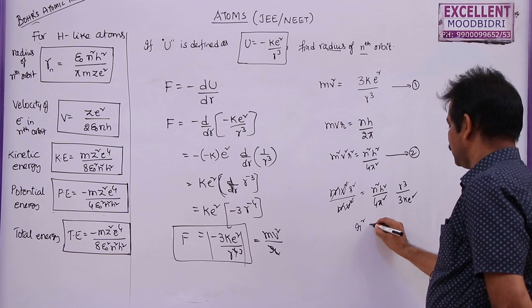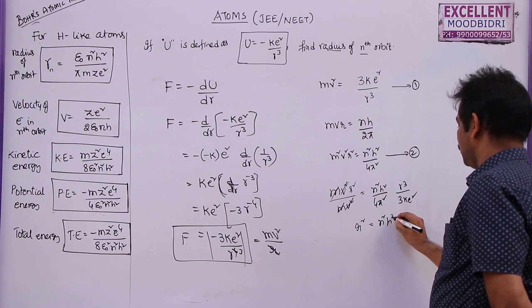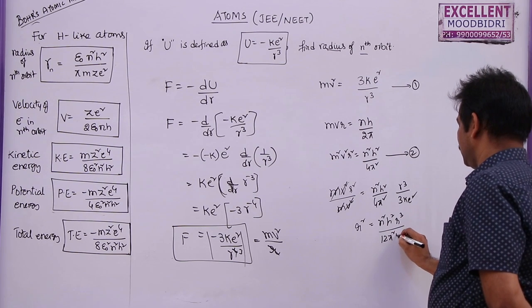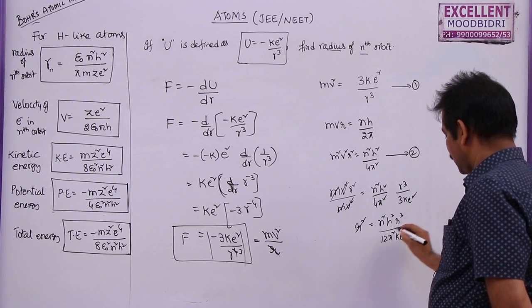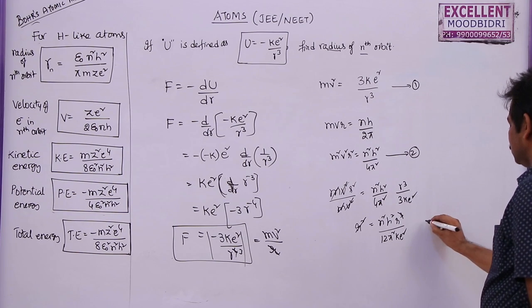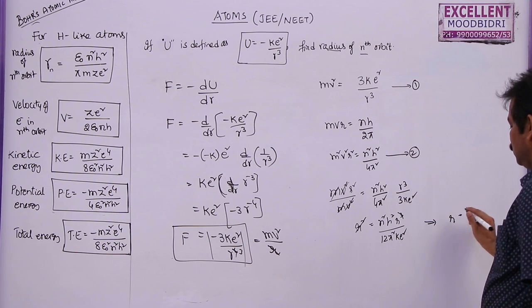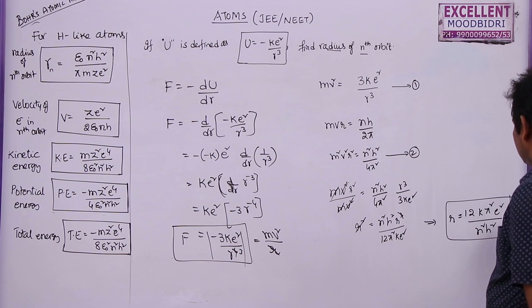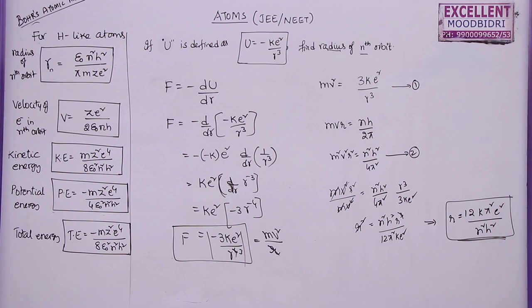This r square is equal to n square h square r cube by 12 pi square k e square. This r square, r get cancelled. From this, r is equal to 12 k pi square e square by n square h square. This is the radius of the nth orbit. You can substitute the values here.